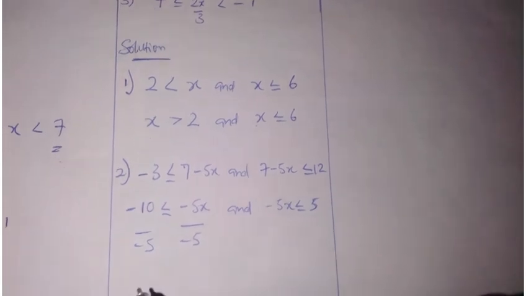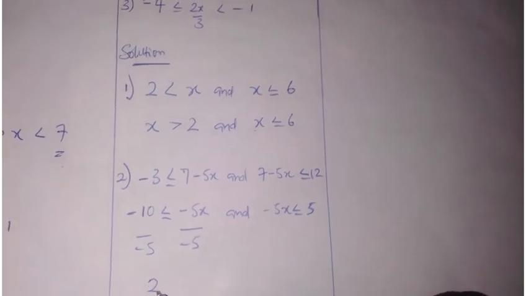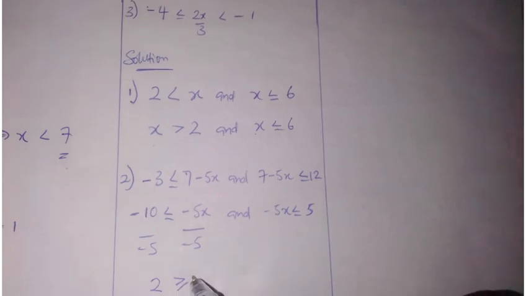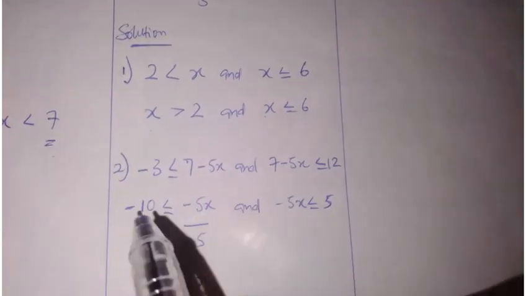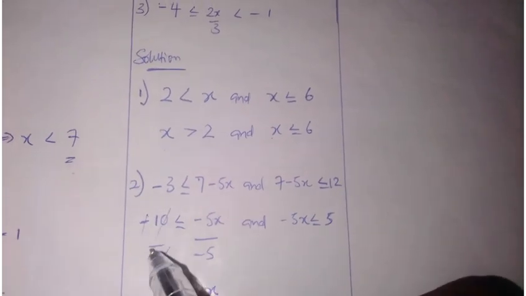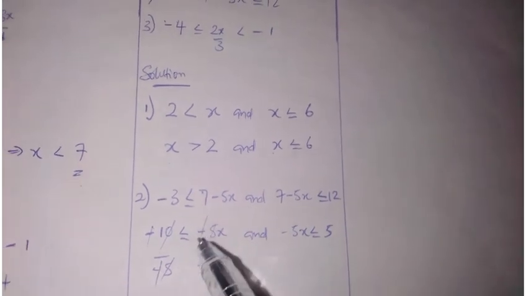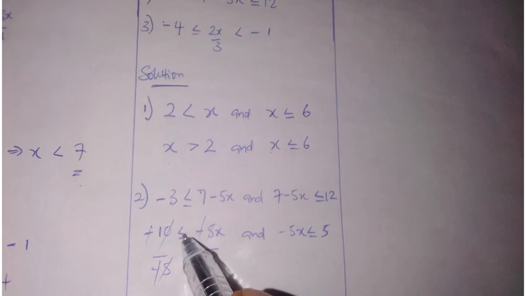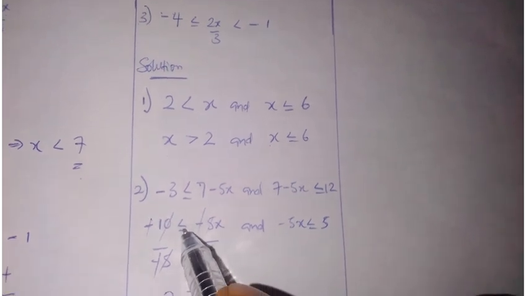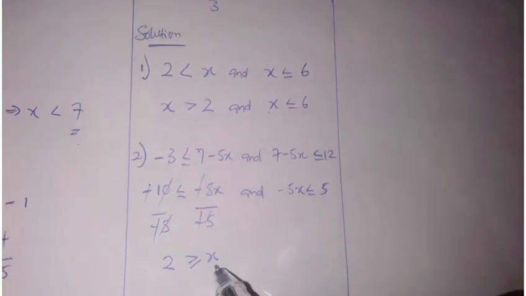To have it as 2 greater than or equals to x. Why? Because this would go here twice and this will cancel out. I'm dividing by a negative, so this answer here will be greater than or equals to, in this case now, x.